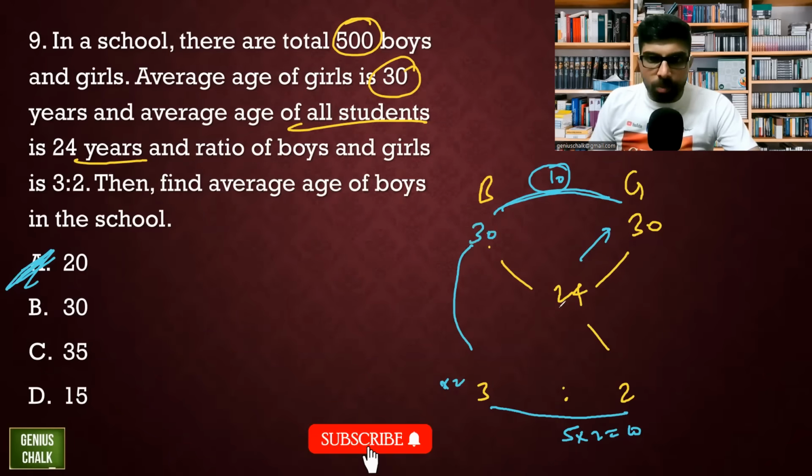So if you take 30, is it possible? No. The average has to be 30. So this can never be my answer. This can never be my answer.